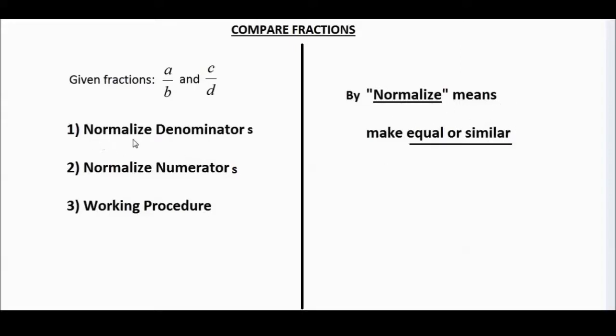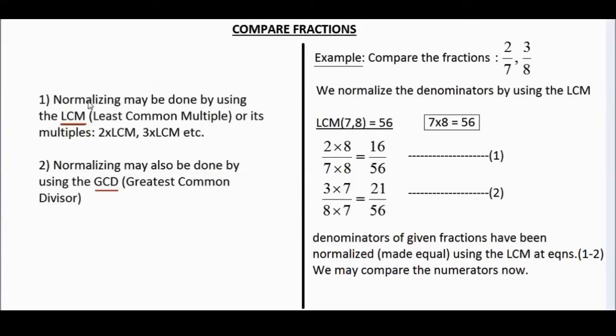In the normalizing denominators approach, we use b and d, and we normalize the two fractions using the LCM of b and d. In the normalizing numerators approach, we use the LCM of a and c and normalize these two fractions so that comparison becomes easy. The normalizing may be done by using the LCM or its multiples, 2 times LCM, 3 times LCM, and so on. Normalizing may also be done by using the GCD, the greatest common divisor.